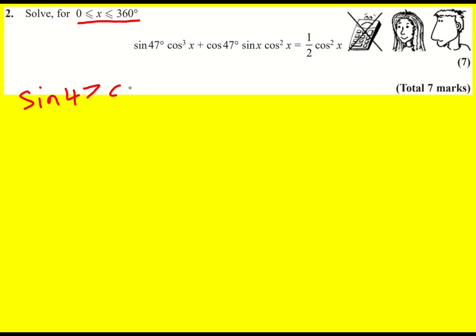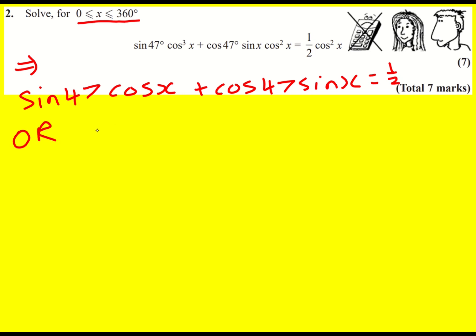So this implies sine 47 cos x plus cos 47 sine x is equal to a half, or cos x equals 0. Of course, you're looking at cos squared x equaling 0, but that's the same thing. So we can actually go straight to this.